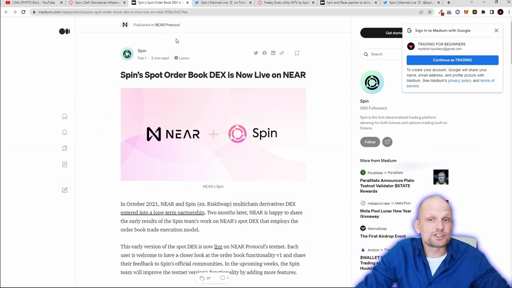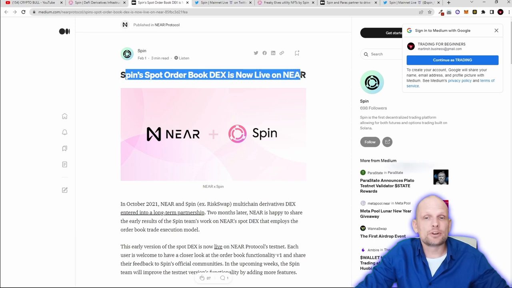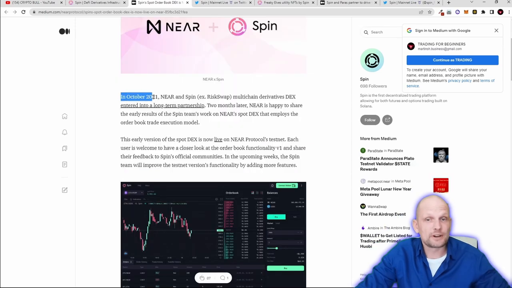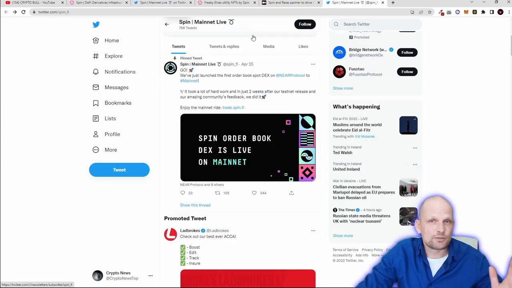But let's talk about Spin, guys, and what they have achieved so far since 2021. Spin's order book DEX is now live on Near, and they created a long-term partnership with Near in October 2021. This also happened last year. Before they changed their name to Spin, they used to be RiskSwap, a multi-chain derivatives DEX that entered into a long-term partnership with Near protocol. And since 2021, they have launched the mainnet.